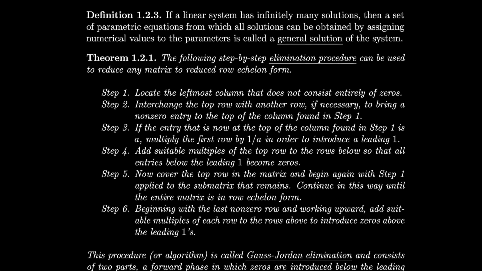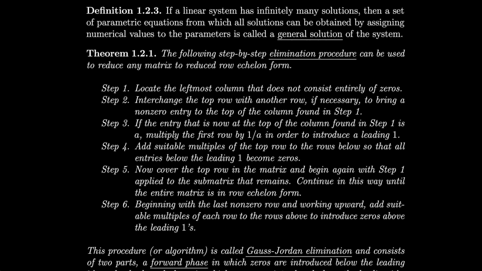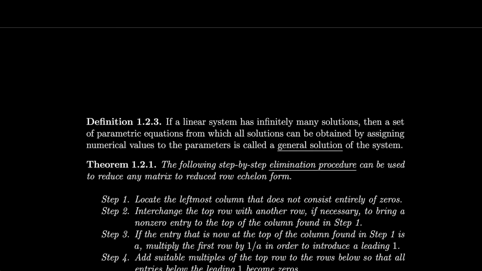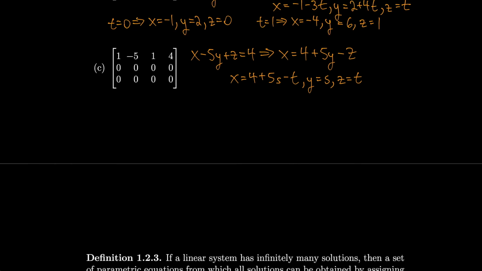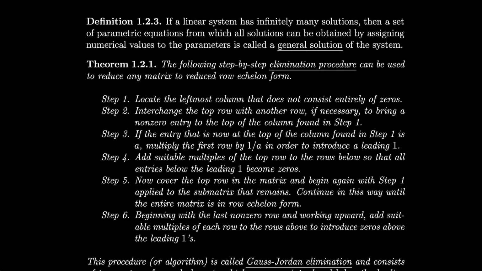After we do that, if the entry that is now at the top of the column found in step 1 is A, we'll multiply the first row by 1 over A to introduce a leading 1. So for example, if you had a 5 over here, you would just divide by 5. Multiply by 1/5, same thing. And that way you get a 1. So we're basically just trying to get a 1 on the top left.